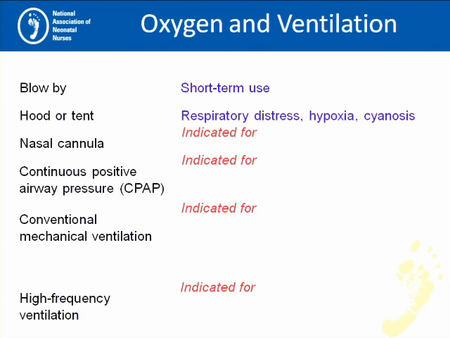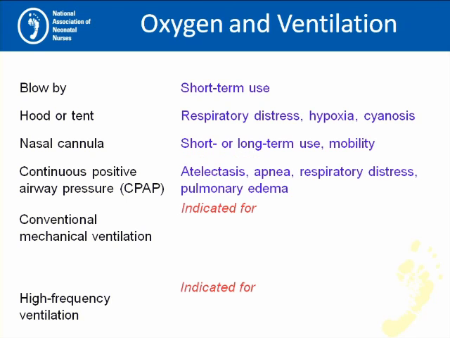A nasal cannula is indicated for short or long-term oxygen use and allows increased mobility for feeding and development. Oxygen is delivered with a set flow rate. Flow rate can be conventional or high-flow blended oxygen. Continuous positive airway pressure, also known as CPAP, is indicated for atelectasis, apnea, respiratory distress, and pulmonary edema. CPAP delivers positive pressure, generally between 2 to 8 centimeters of water, by mask, nasal prong, nasopharyngeal prong, or endotracheal tube.